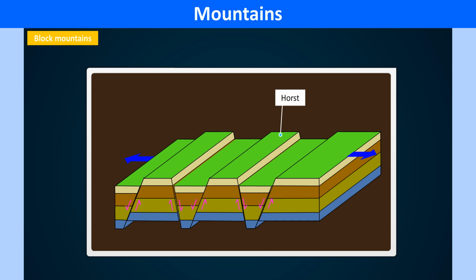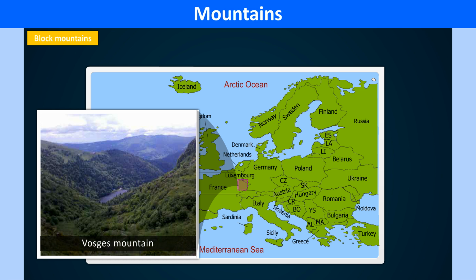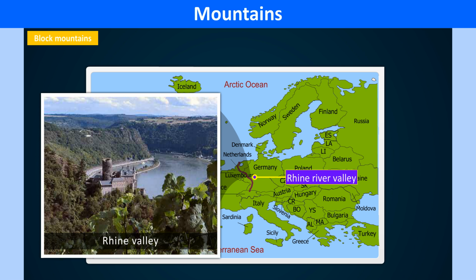The cliff-like slope formed as a result is called a scarp or escarpment. The down-thrown blocks are called rift valleys. The Vosges in France is an example of block mountain. The down-thrown block is covered by the river Rhine.